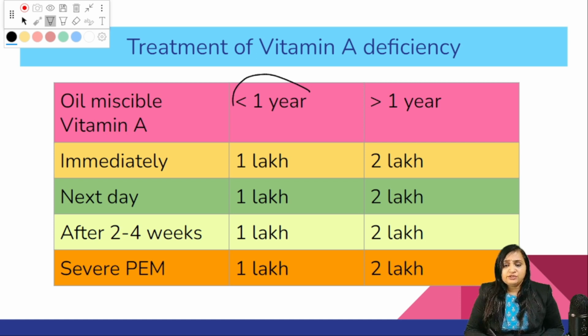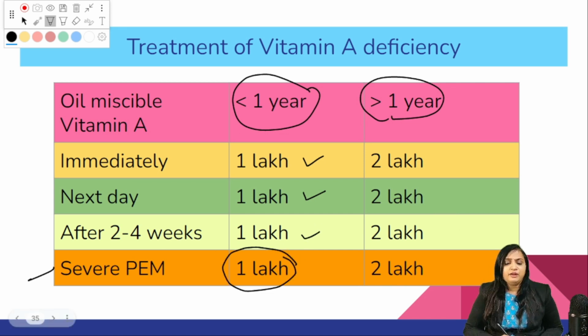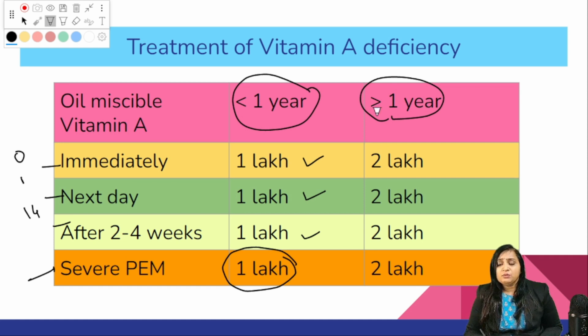If the age of the child is less than 1 year, or more than 1 year: for less than 1 year, we give 1 lakh immediately, next day 1 lakh, after 4 weeks 1 lakh, and the same for severe PEM. So here 3 doses are given: immediately on day 0, on the next day, and on the 14th day. If the child's age is more than 1 year, then the dose will be double: 2, 2 and 2.